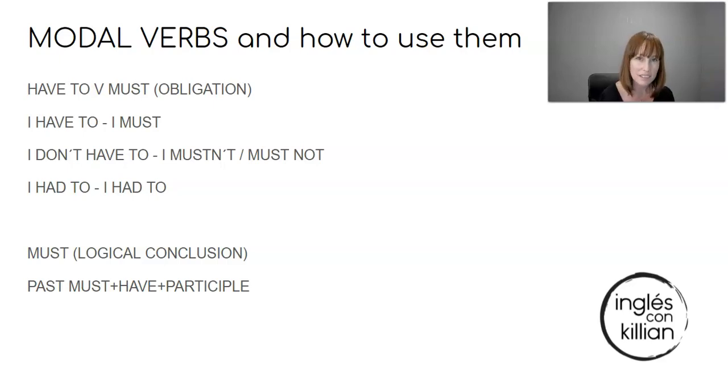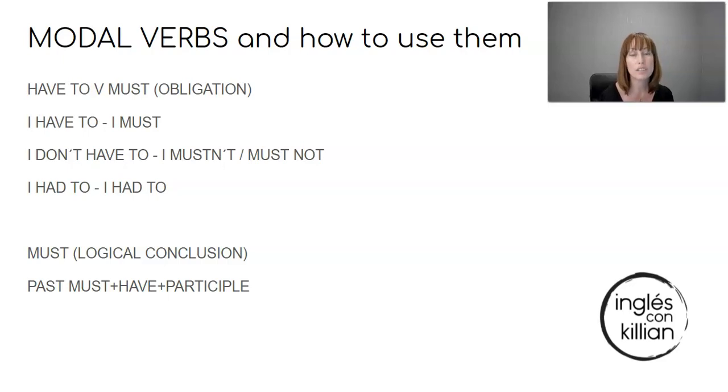I mustn't go shopping means that it is prohibited. I can't go. It's not allowed. It's not permitted. So in the negative, don't have to and mustn't are completely different. They're not related. So be careful there. And then in the past, they're also different.